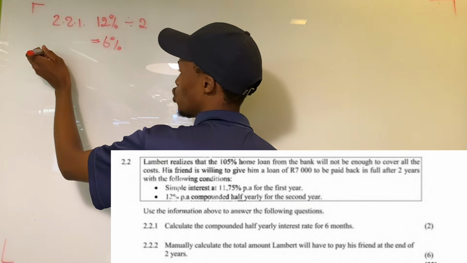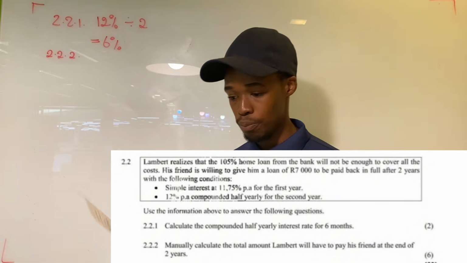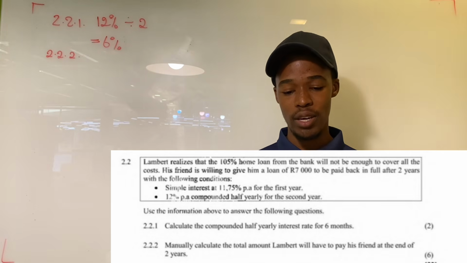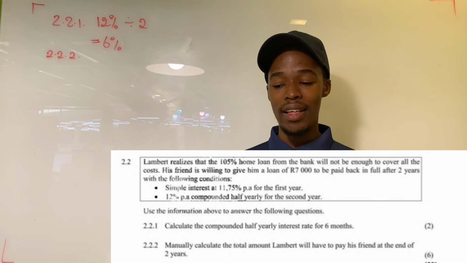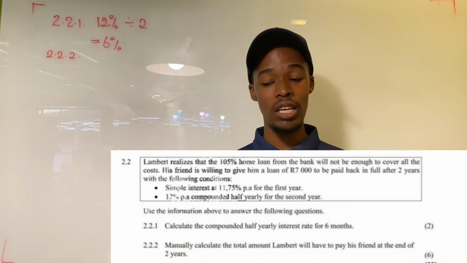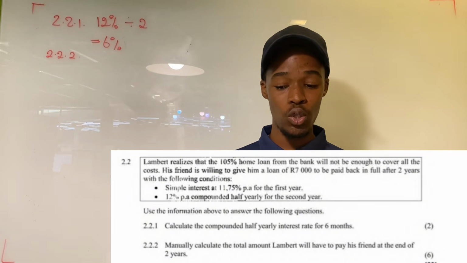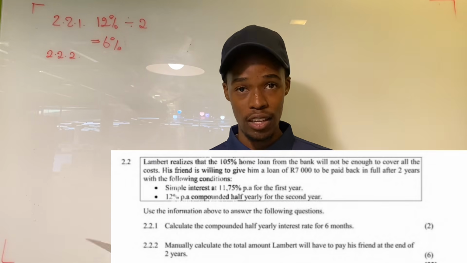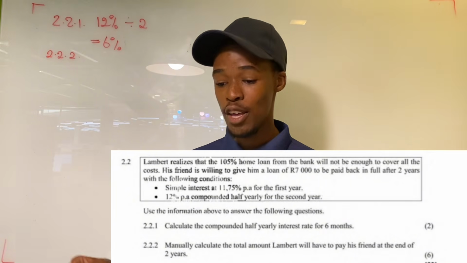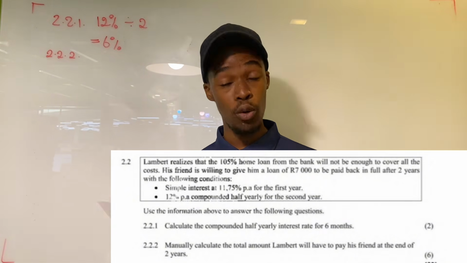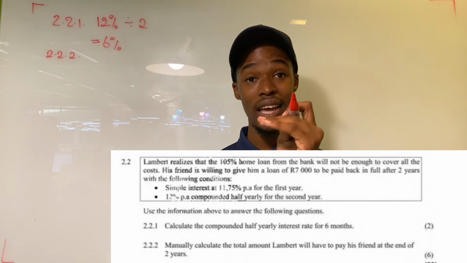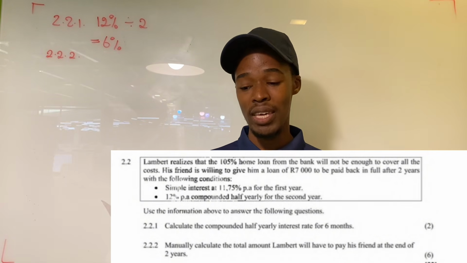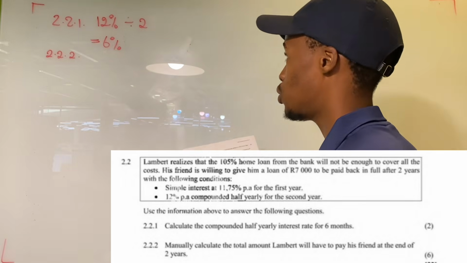Okay, so now we're going to go to question 2.2.2, which says manually calculate the total amount Lambert will have to pay his friend at the end of 2 years. So this friend has loaned Lambert 7,000 rands, with those conditions there, and they're asking us to calculate the amount of money that Lambert has to pay back to his friend in full, the total amount. So this is how we're going to do it. I hope most of you have noticed that we have both simple and compound interest there. So for the first year, it's going to be simple interest, and for the second year, it's going to be compound interest.